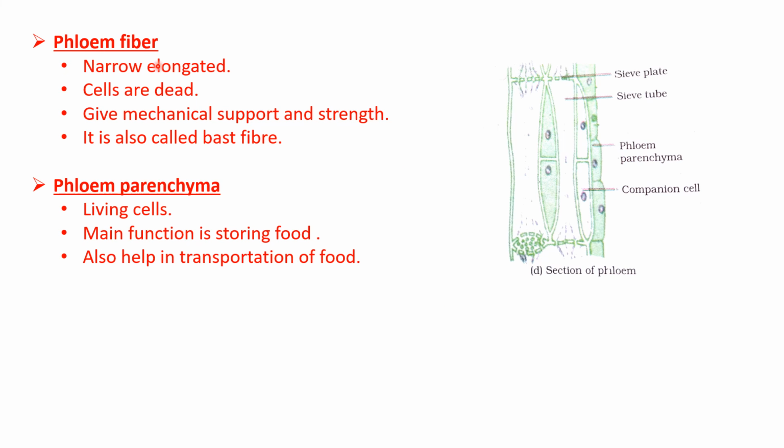Next, phloem fiber, narrow and elongated. Cells are dead. Here, only the phloem fibers are dead cells. The remaining four types of phloem cells are living. Phloem fiber gives mechanical support and strength. It is also called bast fiber.